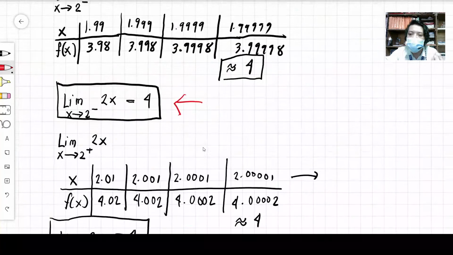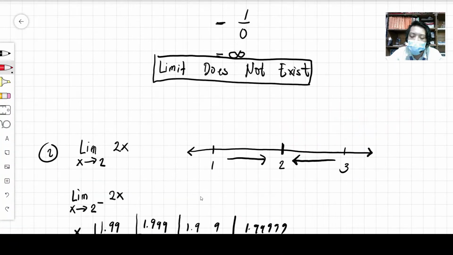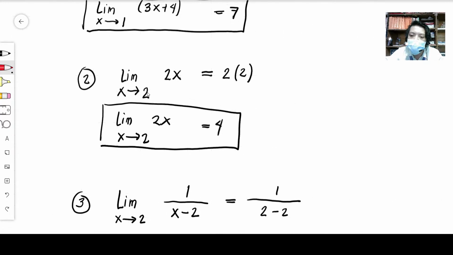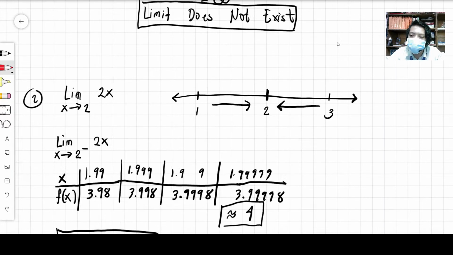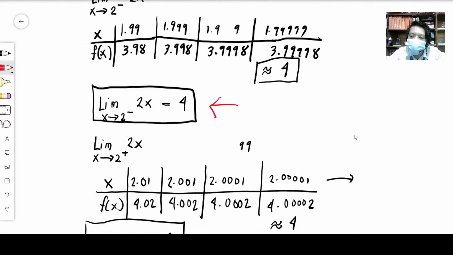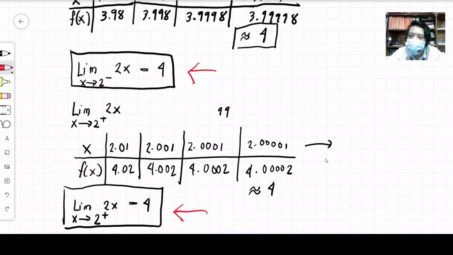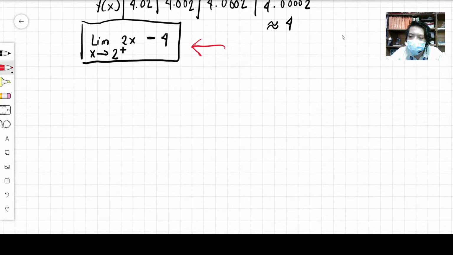Right? We solved that earlier in example number 2. We solved it using direct substitution, and our answer using direct substitution is equal to 4. But again, that's not always applicable. So you will see later how to solve limits manually, by not using direct substitution. Okay, let us have another example.